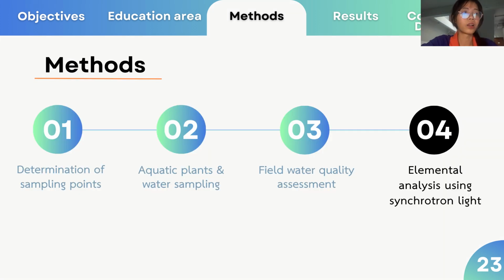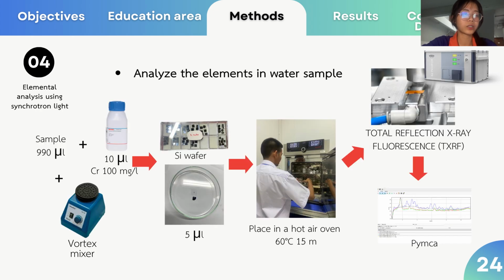Method Step 4. Elemental analyzing using synchrotron light. 1. Analyze the elements in the water sample. First, we will use a micropipette to drop 990 microliters of sample, also 10 microliters of chromium. Mix them together with a vortex mixer.